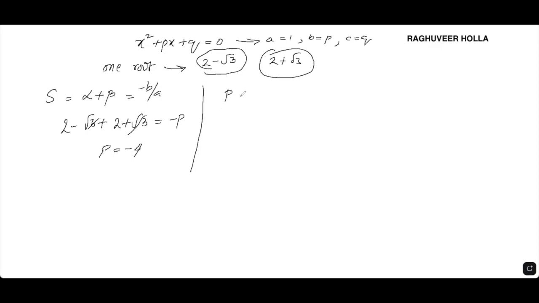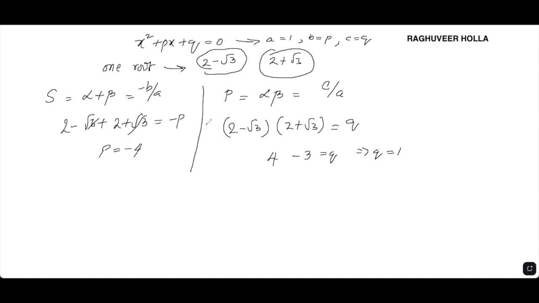The product will be alpha into beta, which is c by a. The first root is 2 minus root 3, and the second root is 2 plus root 3. So the product is q by a, which is q. This is 4 minus 3, which is equal to q, so q is equal to 1. So we got p and q.